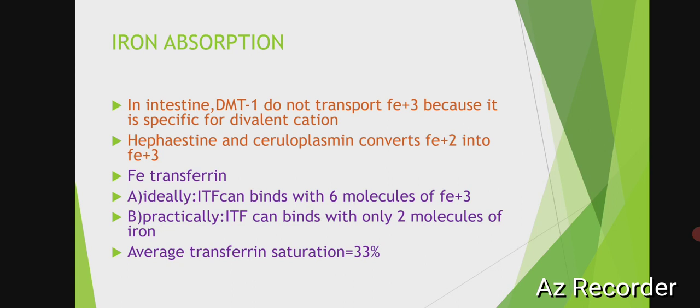Now iron absorption in intestine, DMT1 यानी कि divalent metal transporter 1 does not transport Fe+3 because it is specific for divalent cations. Hephaestin and ceruloplasmin convert Fe+2 into Fe+3, and thereby the Fe is bound to transferrin and transferred into the blood and reaches the tissue. ITF यानी कि iron transferrin can bind with 6 molecules of Fe+3. Blood transferrin can bind with only 2 molecules of iron practically, and that leads to the transferrin saturation of 33%.